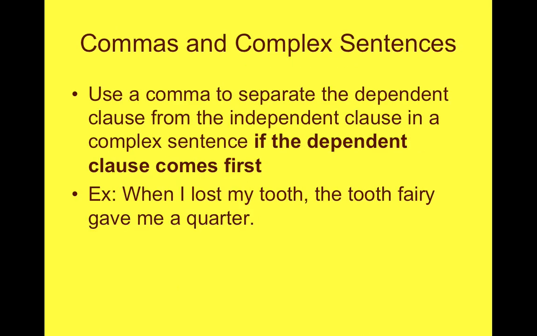Another one that should be pretty straightforward is using a comma to separate the dependent clause from the independent clause in a complex sentence if and only if the dependent clause comes first. Remember, if the independent clause comes first, there's no comma in a complex sentence. So here we've got the dependent clause comes first, and we've got them separated with the comma.